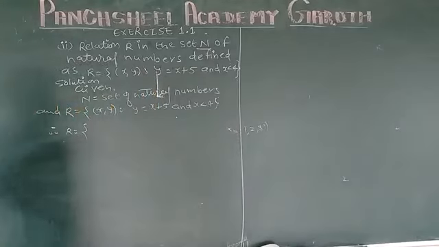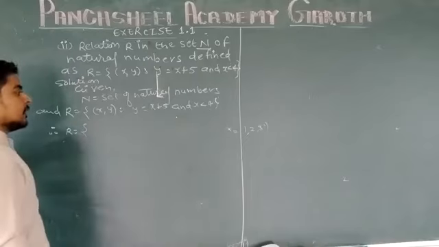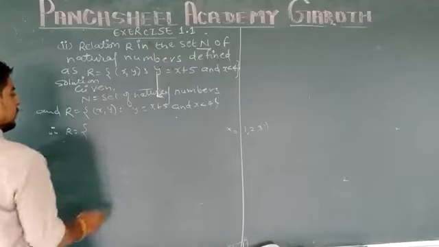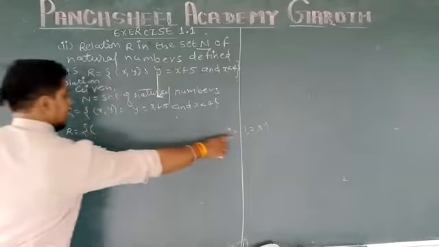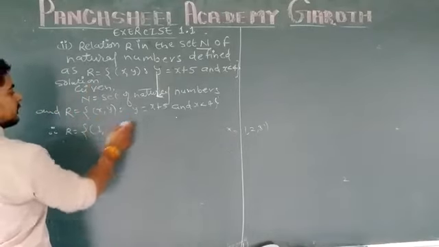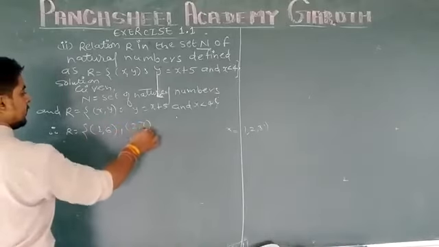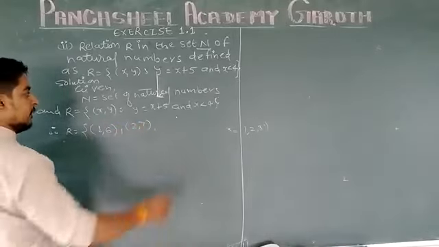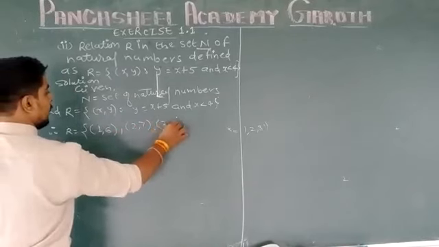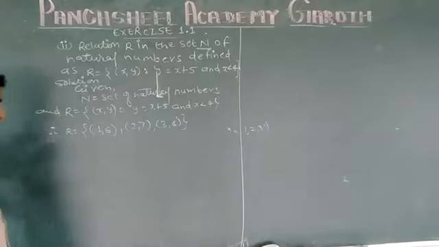So, taking the values: if x is 1, then putting the value here, 5 plus 1 will be 6. If we take the value 1 of x, then y will be 1 plus 5, which is 6. If we take the value 2, then y will be 7. And again, if we take the value 3, then y will be 8.